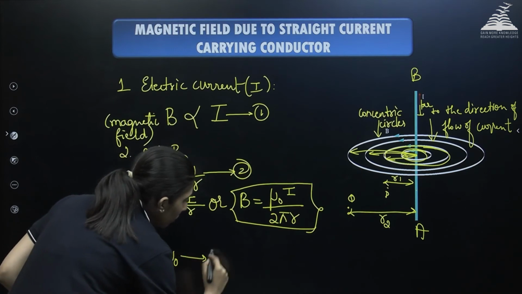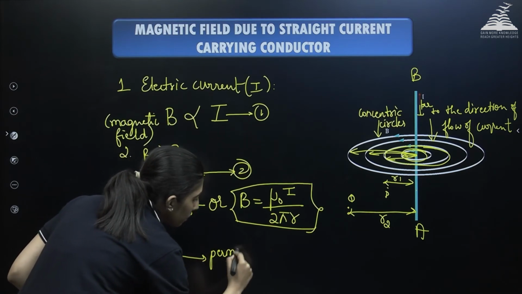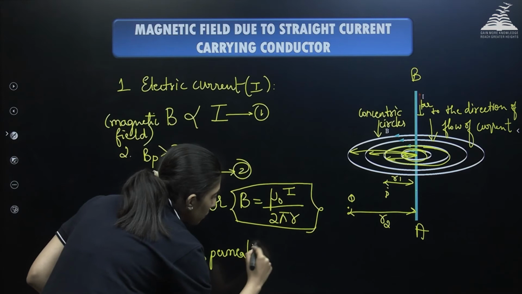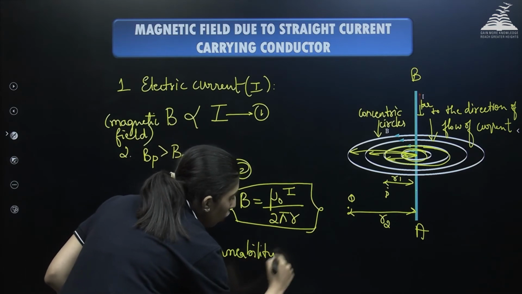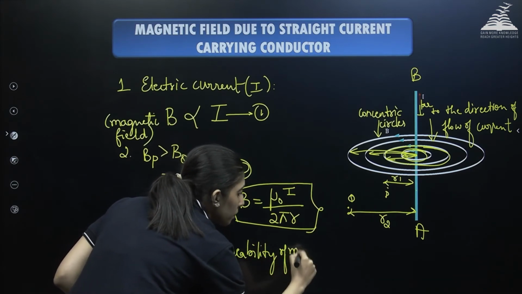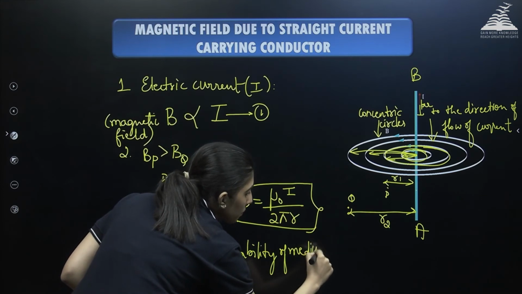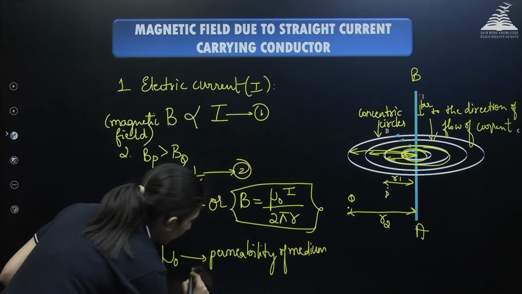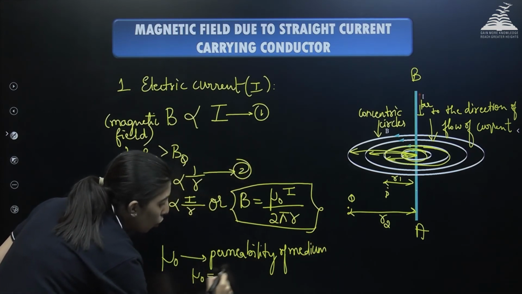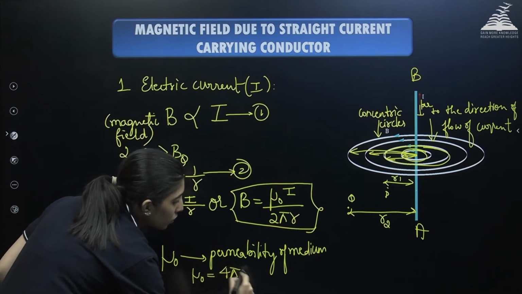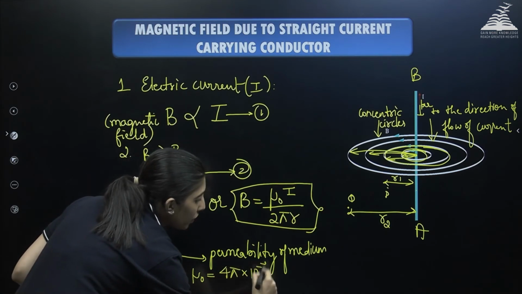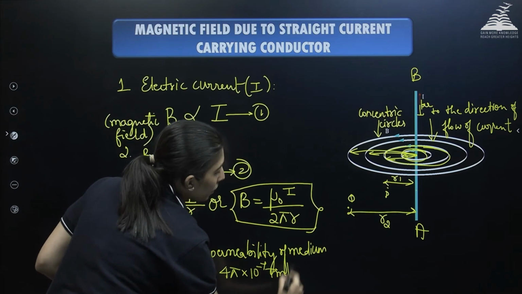Mu naught is the permeability of medium, which is given by mu naught is equal to 4 pi into 10 to the power minus 7 Tesla meter per ampere.